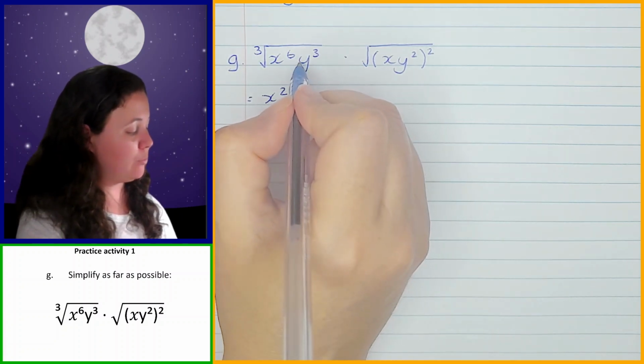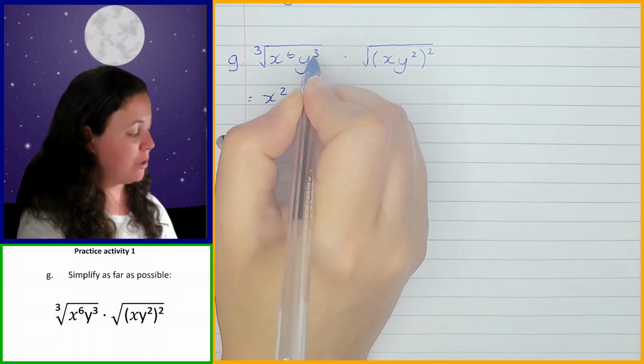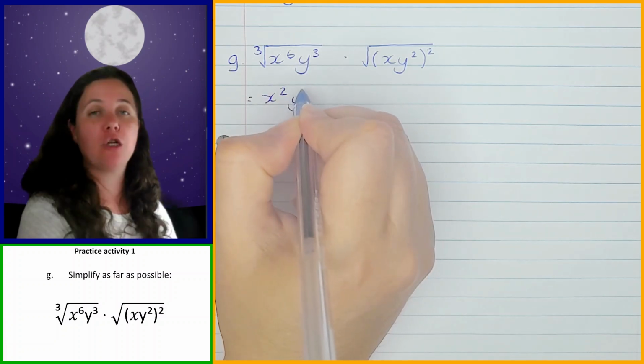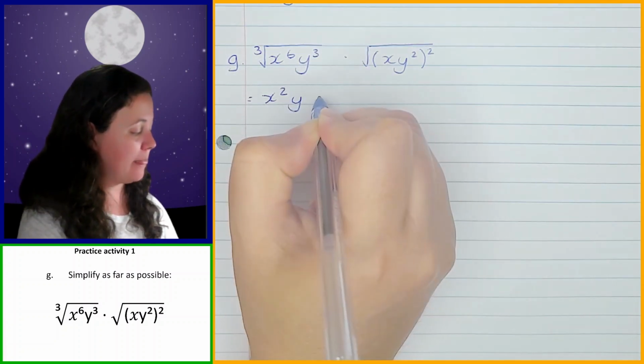And then I do the same thing with the y cubed. That's going to be y to the power of 3 divided by 3, which is 1, but I don't need to write the 1. So it's x squared y times.